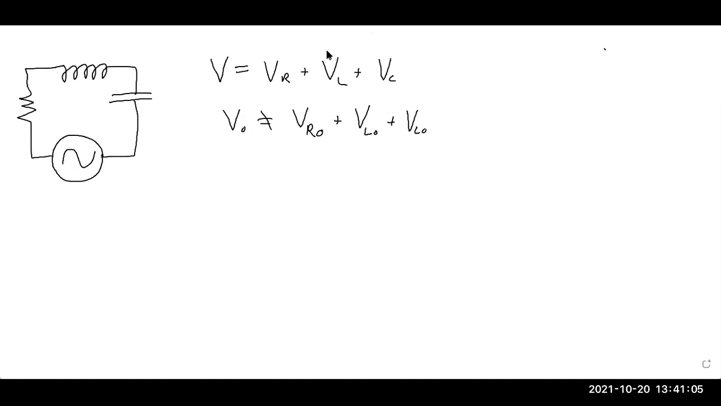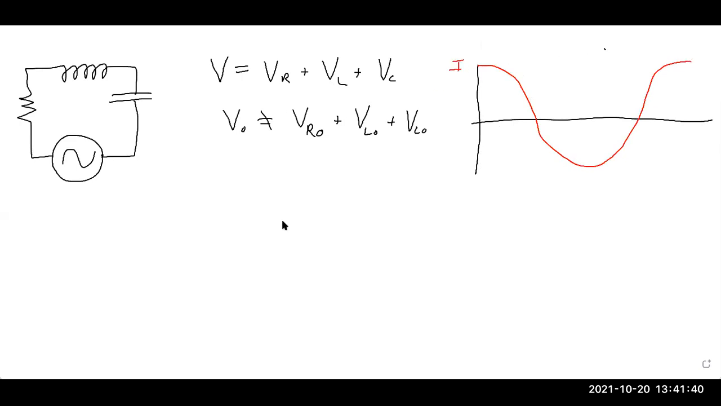So if we just have two of them, so let's have our voltage VR. So start with our current. That's the same through all of them, so that's just kind of the anchor point. So for our current, it's going like that. And the voltage across the resistor is going to be in phase with it.